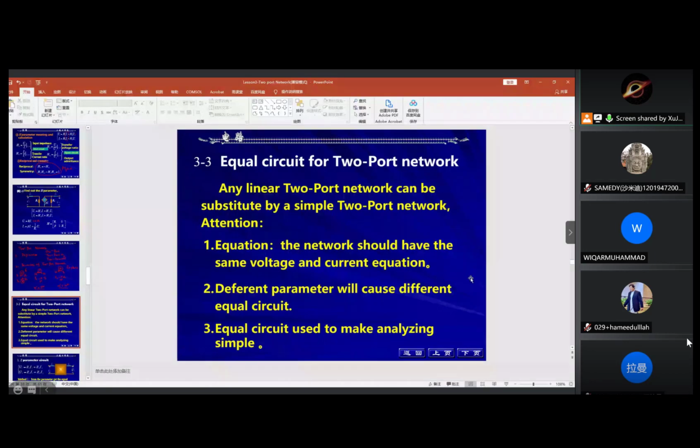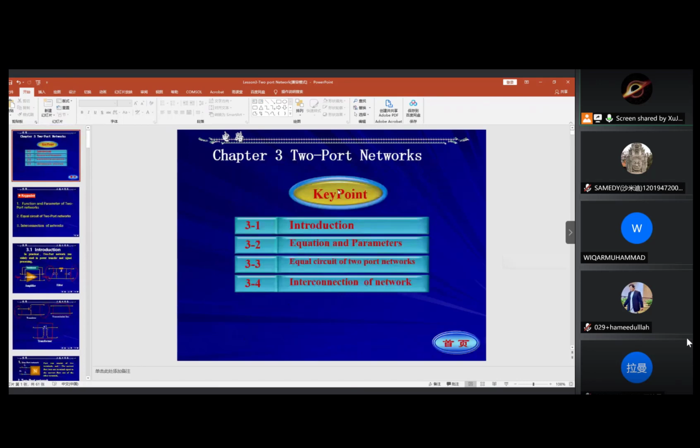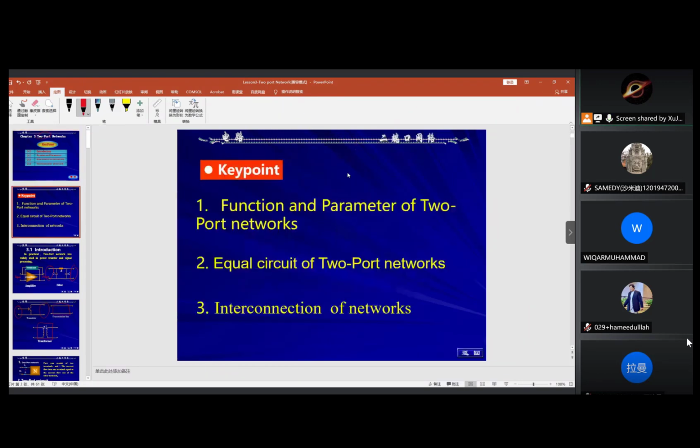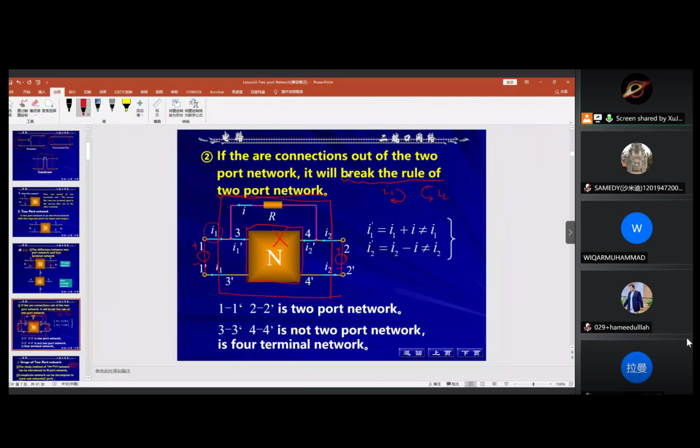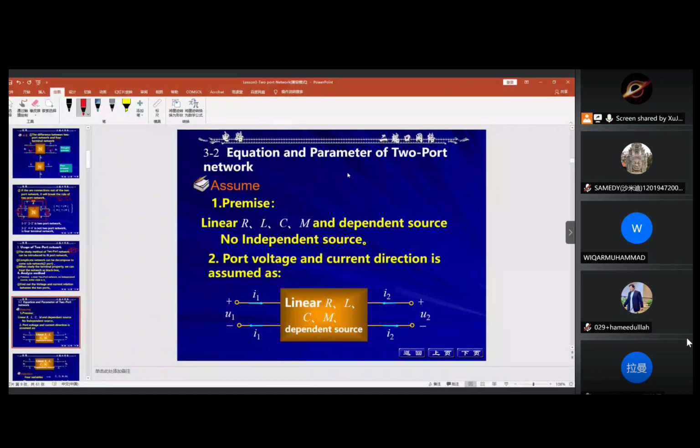Okay, we have introduced the two-port network. Last time, at first, we introduced the difference between the two-port network and the one-port network. And then we discussed the equation and parameters of the two-port network. We have discussed the Y parameter, Z parameter, T parameter, H parameter.